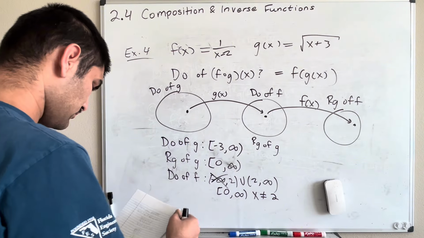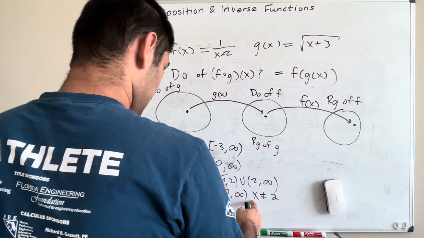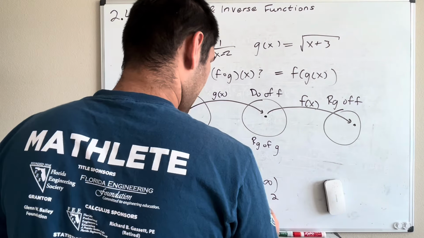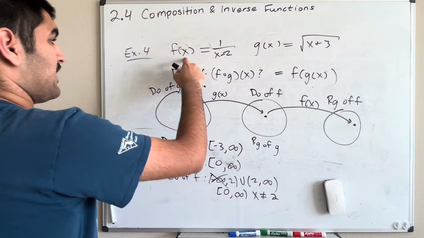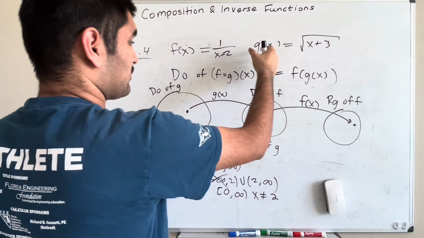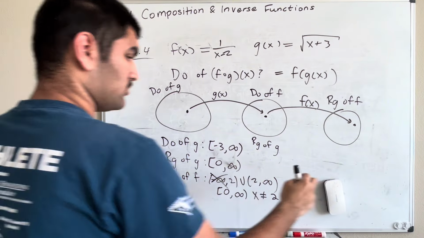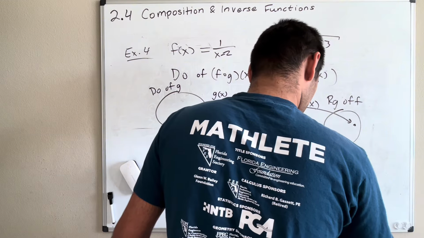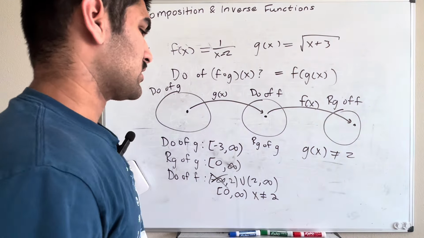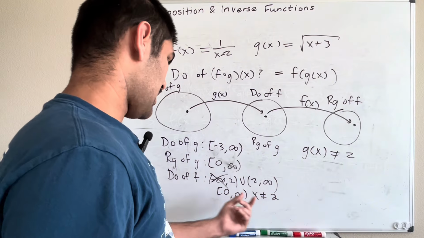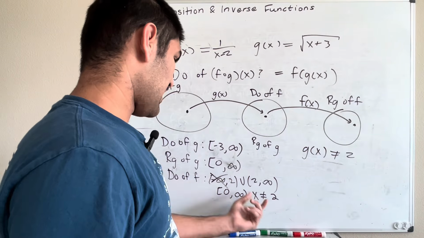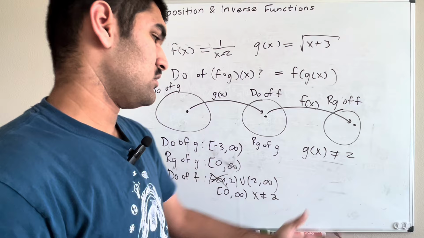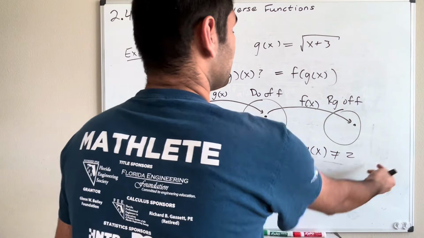So that means that g of x can't equal 2, because if x can't equal 2 for f of x, that means that g of x, the range of g, can't equal 2. So what we're going to do is set g of x not equal to 2, because g of x is the range of g and x is the domain of f. Now we can just solve this equation.